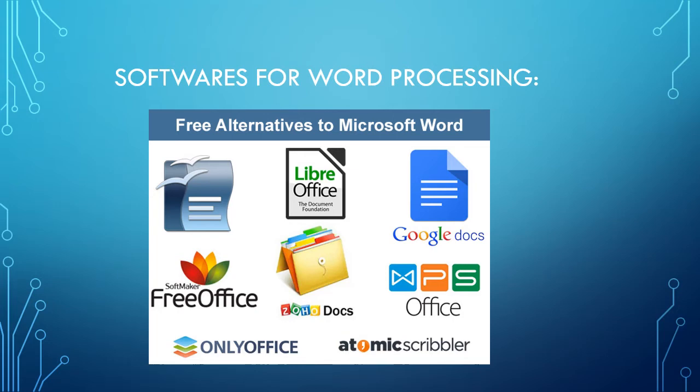See here the examples of word processing software pictures. Here we have LibreOffice, Google Documents and WPS Office, and Google Documents and WPS Office are inbuilt in our mobile phones and smartphones nowadays. And OnlyOffice, FreeOffice, Zoho Documents, and Atomic Scribbler. These are all the popular word processing software.